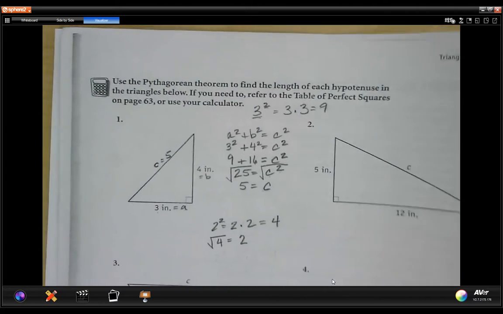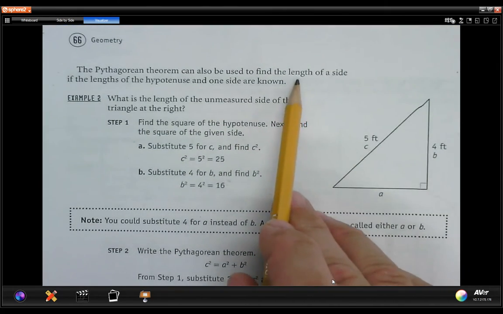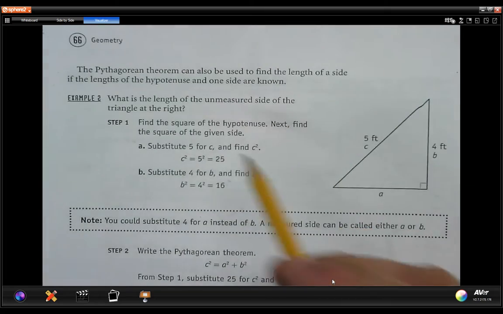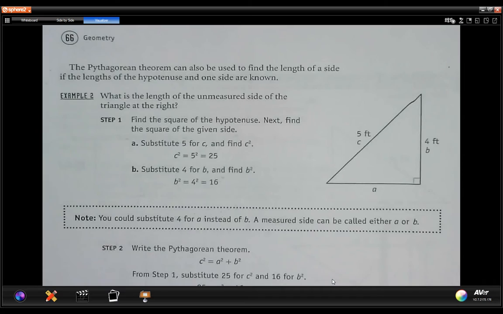If you go to page 66, it begins to give you an explanation of doing this in order to be able to find the length of a side, okay? Again, this kind of goes through the example, so if you need to come back and refer back to this, you can. But I'm actually going to work an example with you.